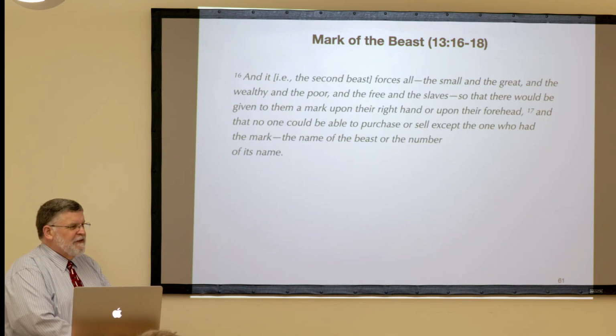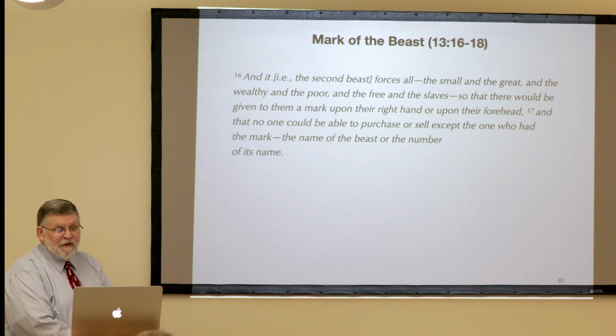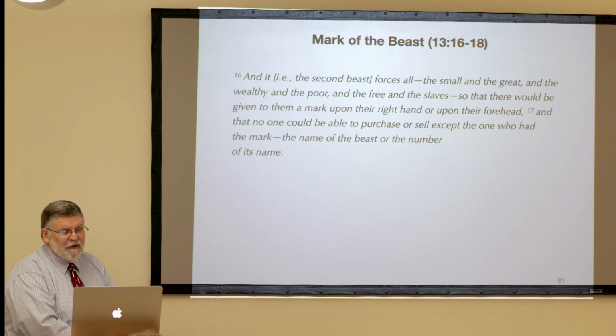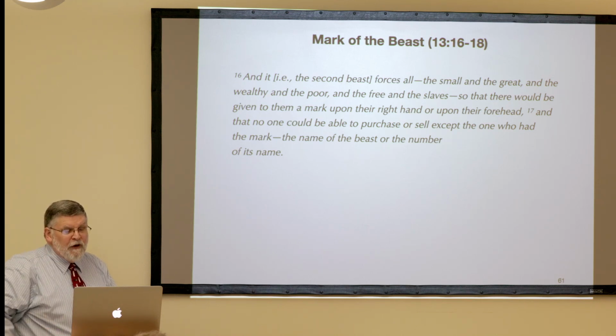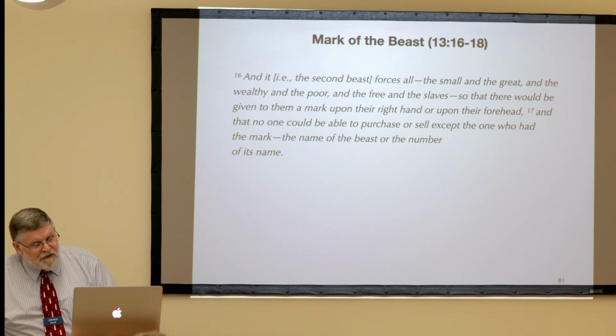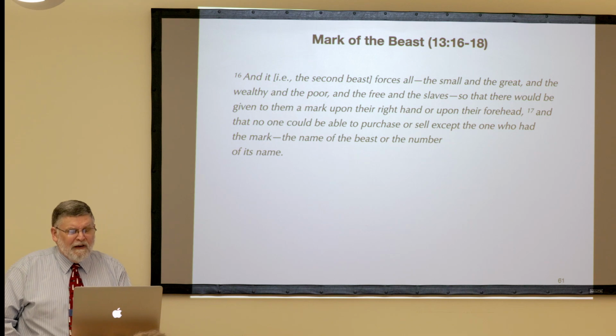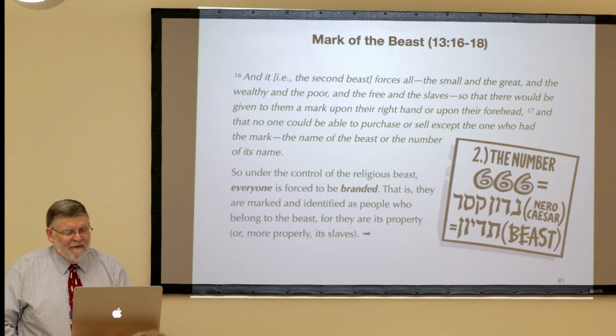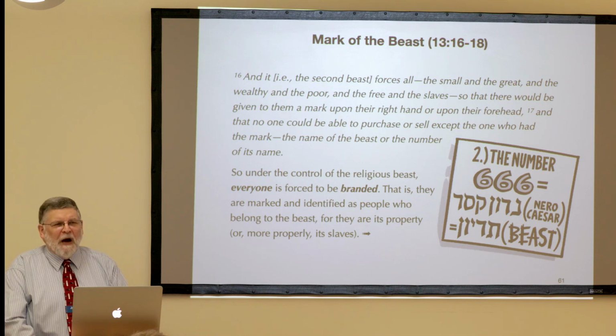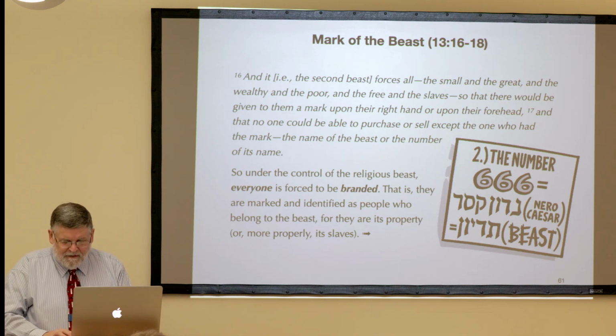And this is the second beast we're talking about, forces all, the small and the great, and the wealthy and the poor, and the free and the slaves, so that there would be given to them a mark upon their right hand or upon their forehead, and that no one could be able to purchase or sell except for the one who has the mark, the name of the beast, or the number of its name. And so everyone is branded, if you will, right?